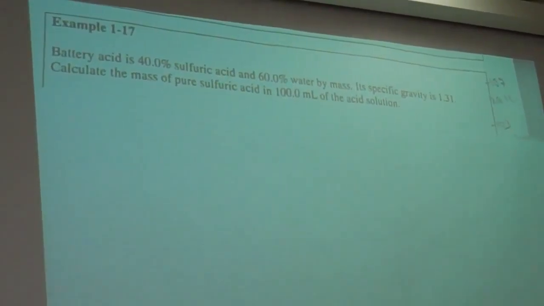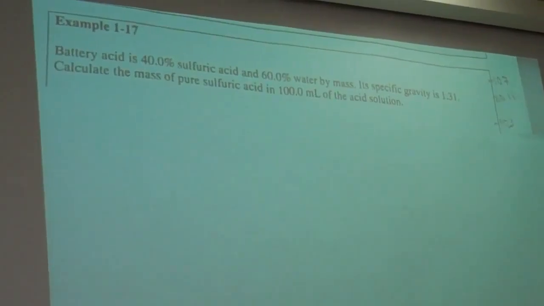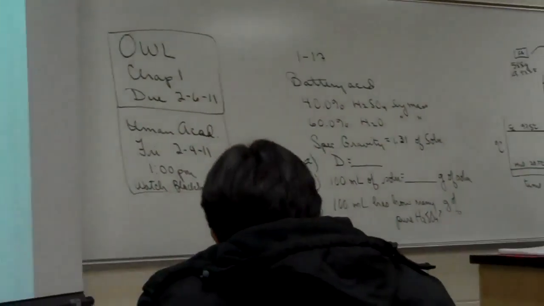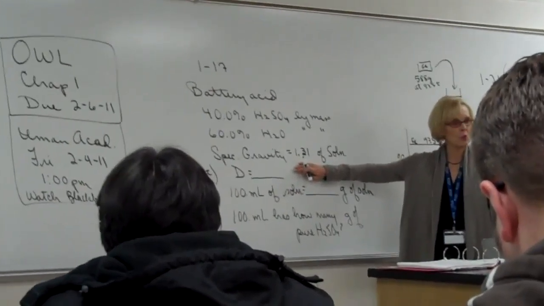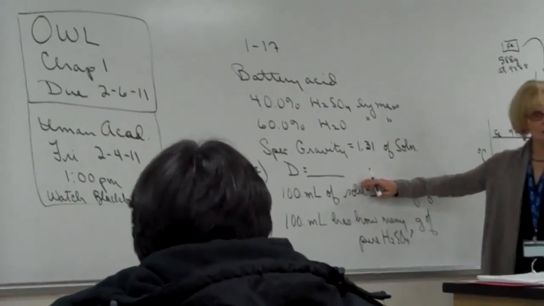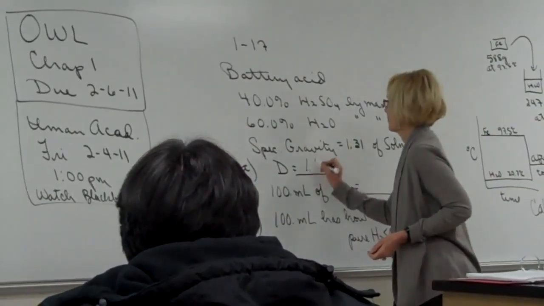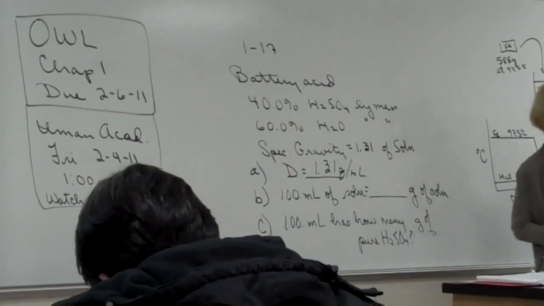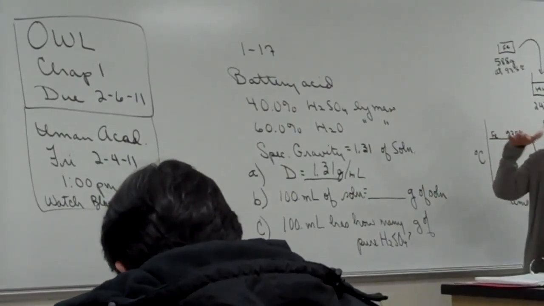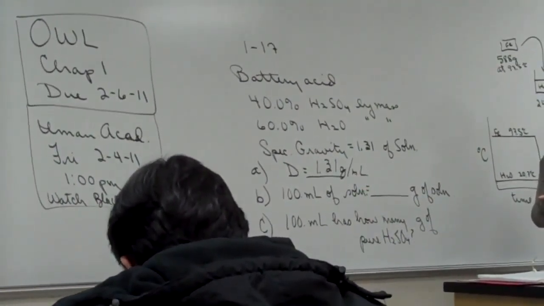Because we as chemists always work density. It's those medical people that work specific gravity. So it says specific gravity is 1.31. Bruce, can you whip that into density for me? 1.31 grams per milliliter. Perfect. Remember, it's just a comparison of the density of the substance to density of water.